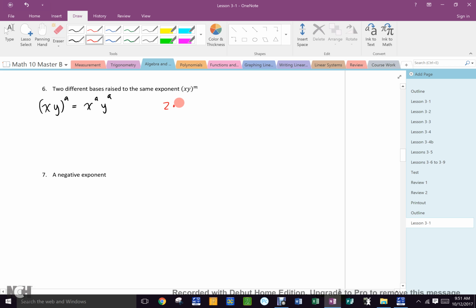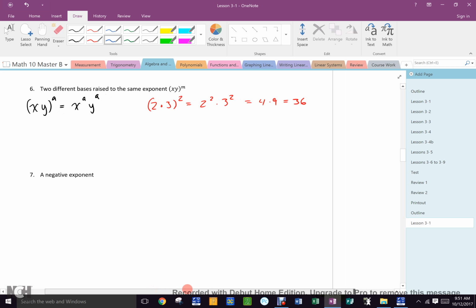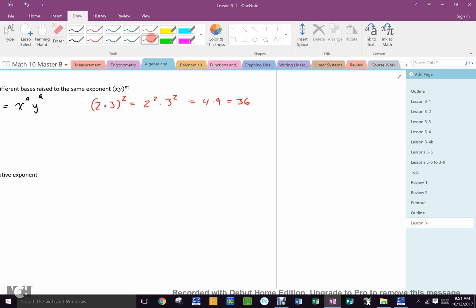So, first of all, we'll prove it. (2 times 3) squared. That is 2 squared times 3 squared, yes? Which is 4 times 9, which is 36. Right? If all the exponent laws apply, and again, don't write this down. This is just to make sure that you honestly believe me and you're not lying to me.